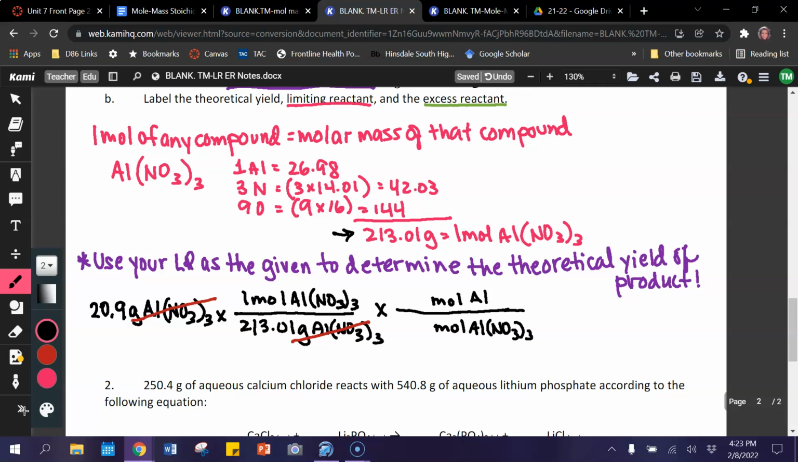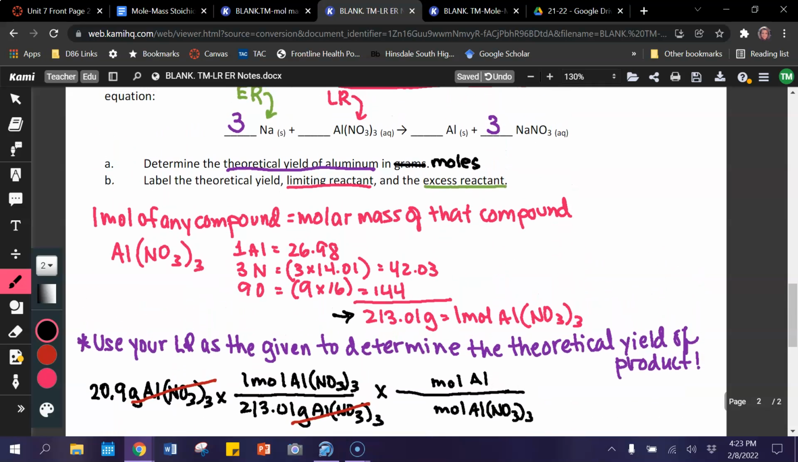The numbers that I put here come from my balanced equation. So I have no number in front of aluminum nitrate. That means that our equation says we have 1 mole of it. We need 1 mole of that. And I also have no number in front of aluminum. So that means I also have 1 mole of aluminum according to my equation. So now I'm ready to do some calculations.